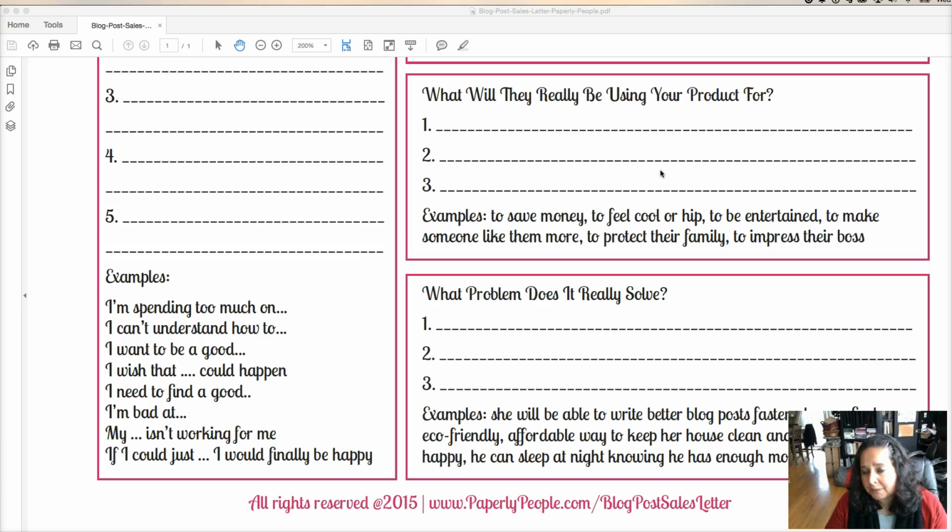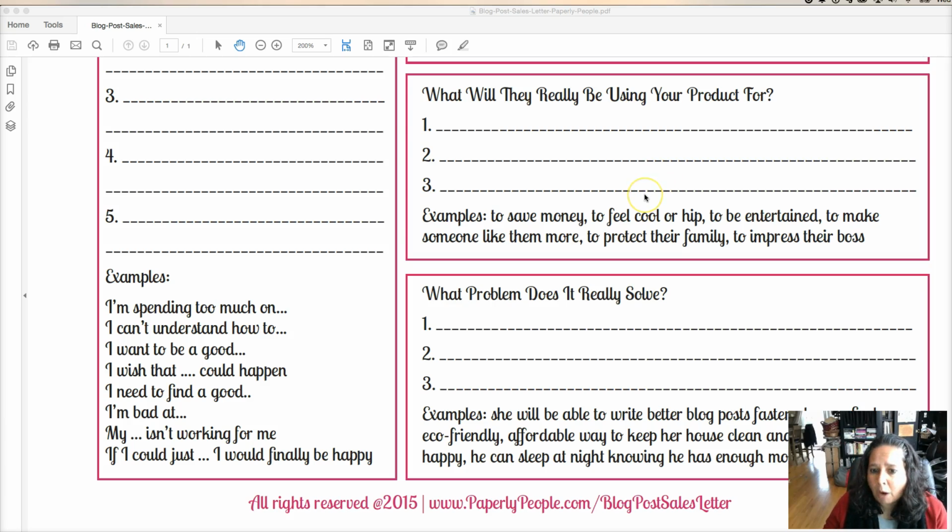It could just be to have some time, if you're writing a fiction novel, it's so that they can be entertained, so that they can get away from it all for a while, so that they can take a few hours for themselves. It could be to have somebody like you more. You could be trying to get your husband or your wife or your parents to like you more, to impress your boss if you have a job.